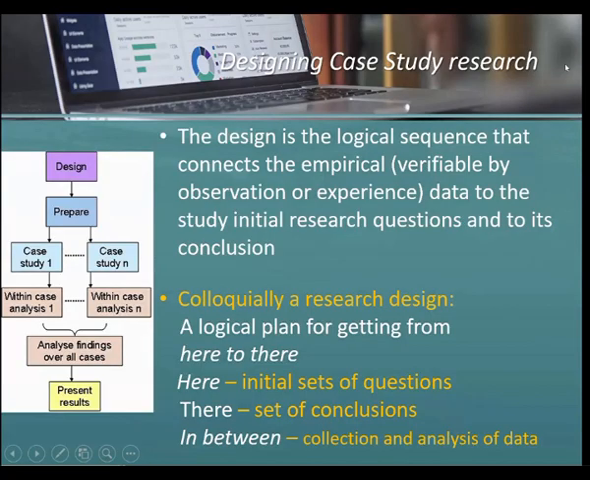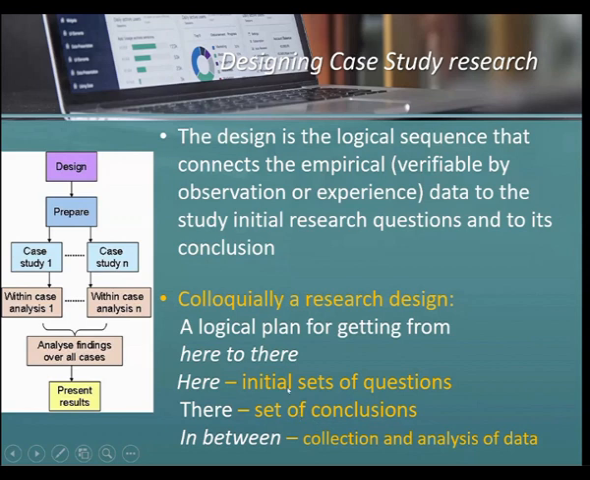And then research design. The design is the logical sequence that connects the empirical data, empirical meaning verifiable by observation or experience, to the study's initial research questions and to its conclusions. Actually, to put it very simply, in research you want to get from here, which is your research questions, where you want to find out a certain area of questions or how to solve certain problems, to the set of conclusions, which is there. You want to get from here to there.